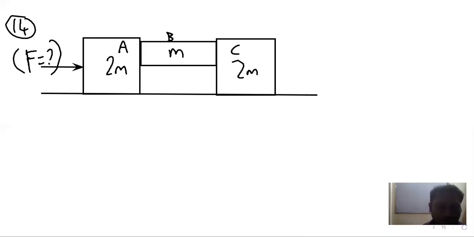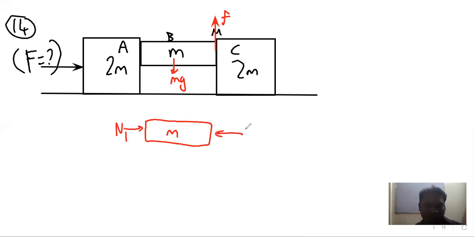The friction coefficient between B and C is mu. In this case, friction will act in the up-the-incline direction. This is the friction force, small f, and this is mg, the weight of the block. Other than that, we will have normal reactions. We are applying a force here, capital F, so there will be a force on the block of mass m, let us say N1, and there will be a force N2 from the backside as well. In the vertical direction, friction f is equal to mg. So this is static friction equal to mg. Let us see how to solve this question.